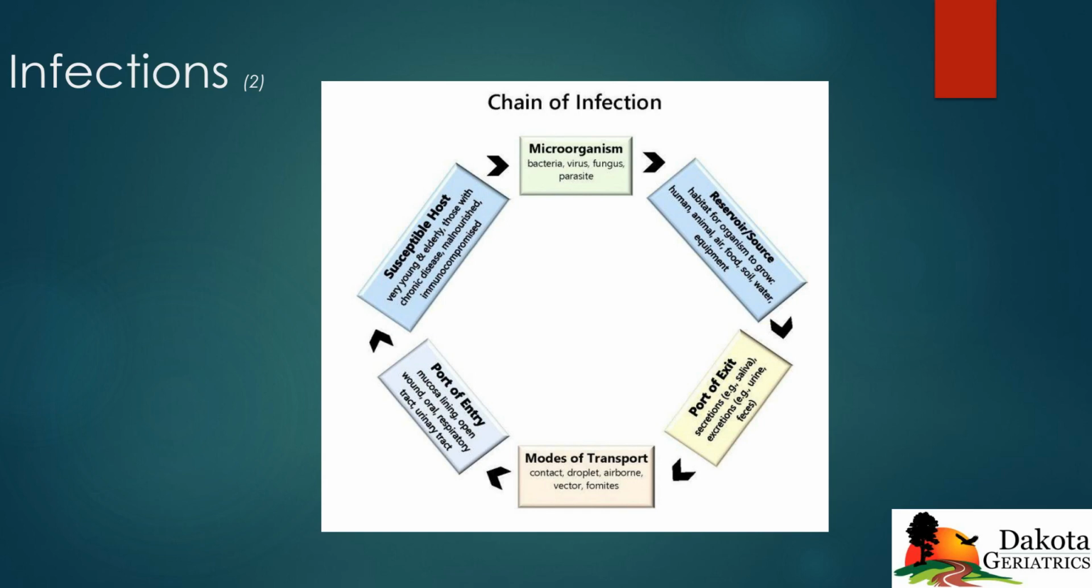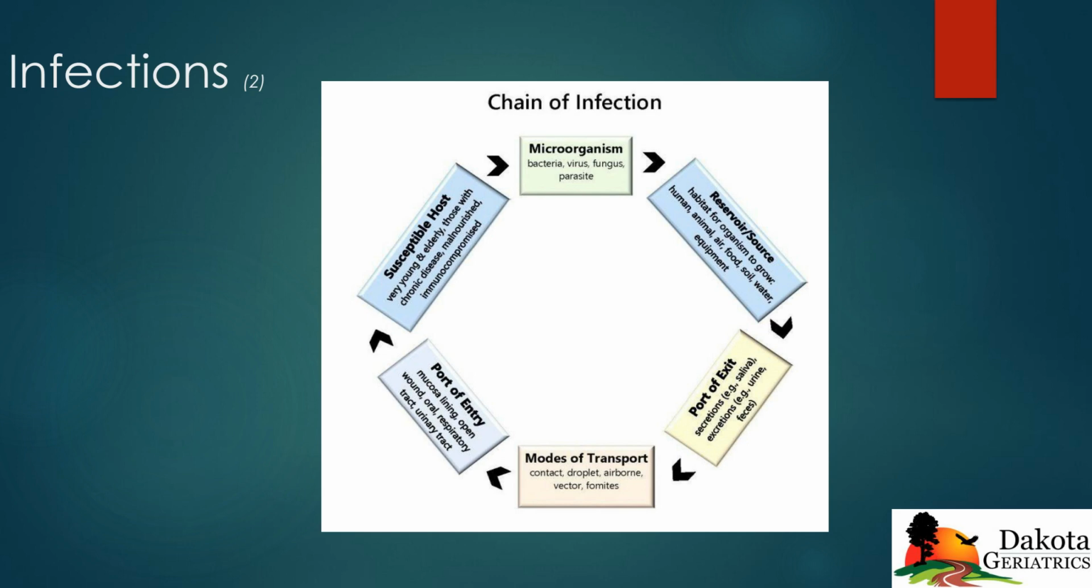The third step is how does that germ leave where it lives. This is called the portal of exit. The germ can exit its source by someone who has the germ sneezing or through body secretions, such as saliva or feces. Once the germ leaves its reservoir, it needs to get into the other person.